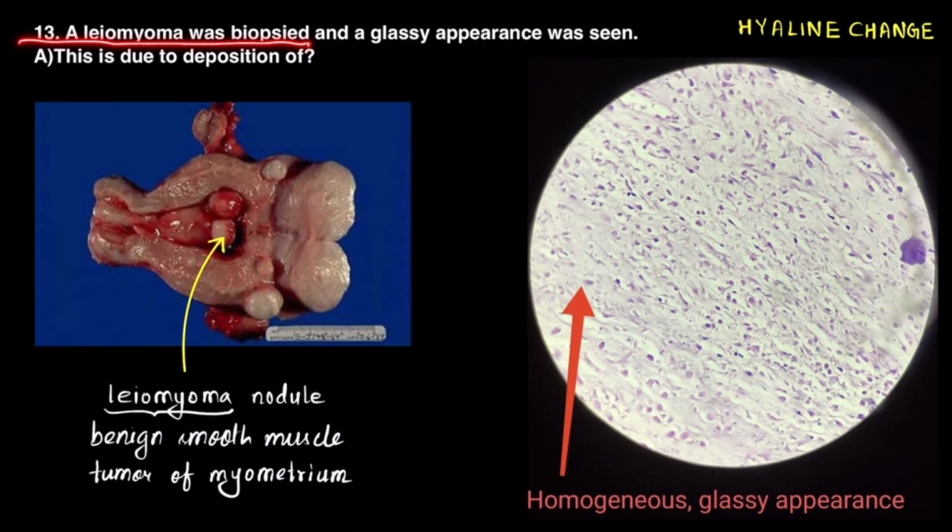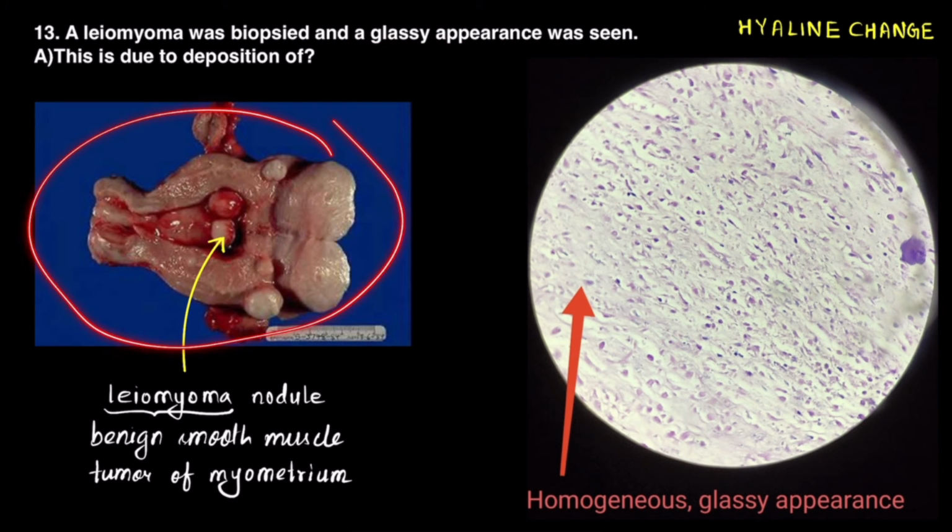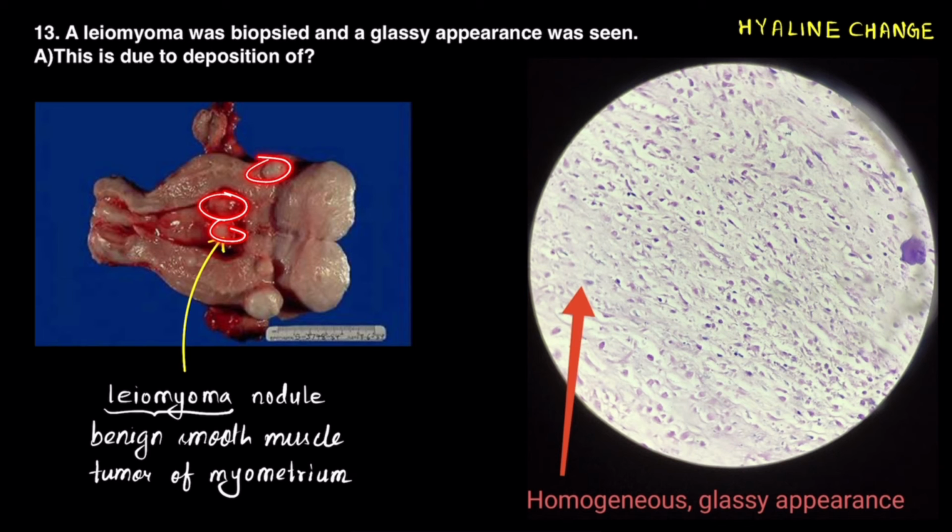A leiomyoma was biopsied and a glassy appearance was seen under the microscope. This right here is a uterus, and these are nodules on the uterus, which are leiomyoma nodules. Leiomyoma is a benign smooth muscle tumor of the myometrium, the smooth muscle of the uterus. When you take a section of leiomyoma and look at it under a microscope, it appears homogeneous and glassy due to the deposition of proteinaceous substances.